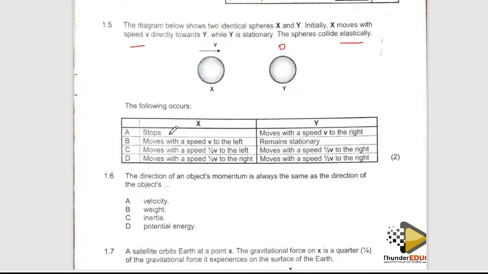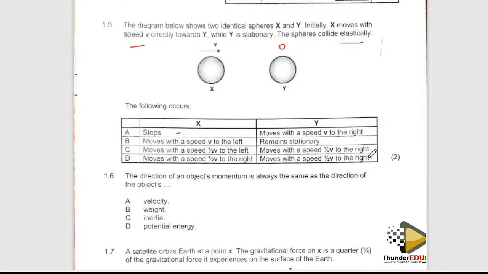They are telling us A, X stops, and then Y moves with a velocity of V. Let's move on and see. B, X moves with a velocity of V to the left, whereas the other one remains stationary. C, X moves with a speed of a half V to the left, and Y moves with a speed of a half V to the right. And then D, X moves with a speed of half V to the right, and Y moves with a speed of half V to the right.